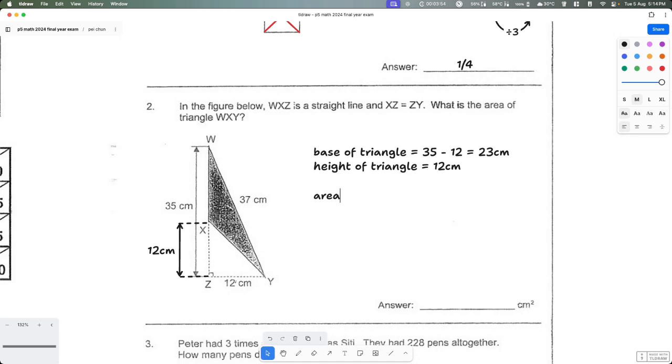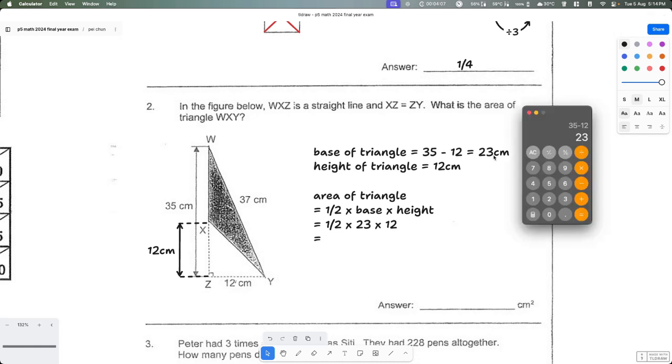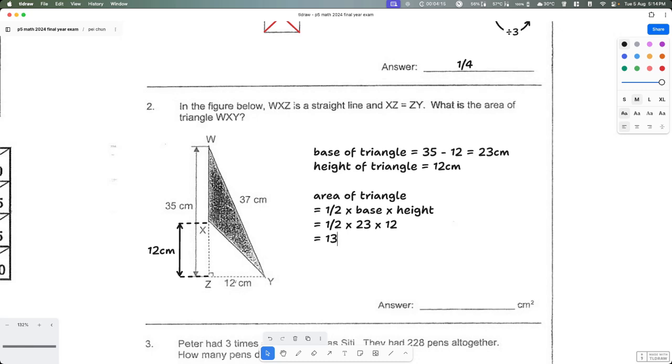So area of triangle is equal to half times base times height, which is equal to half times 23 times 12. Okay, and 0.5 is just half, multiplied by 23 multiplied by 12, that gives 138 centimeter square. There you go. So that's the answer, 138. Okay, let's move on to the next question.